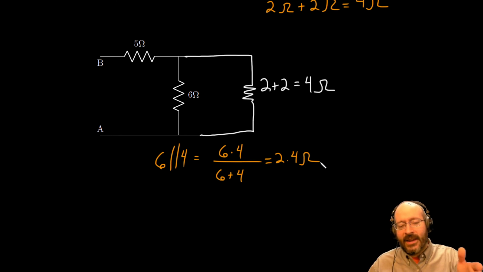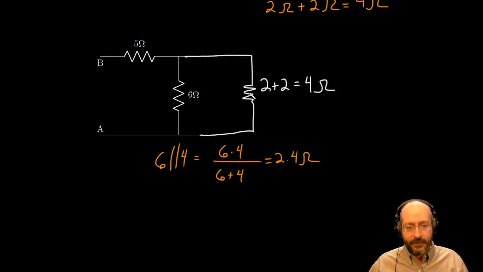So it's always going to get easier, and because it always gets easier, the equivalent resistance is always going to be lower than the smaller of the values. So this one's 4 and this one's 6. Okay, so it's going to be lower than 4. Okay, and this is one of those gut checks that I do to make sure I did the calculation right. 2.4 is less than 4.